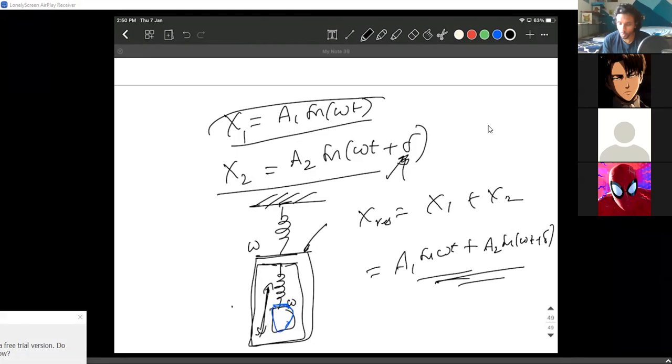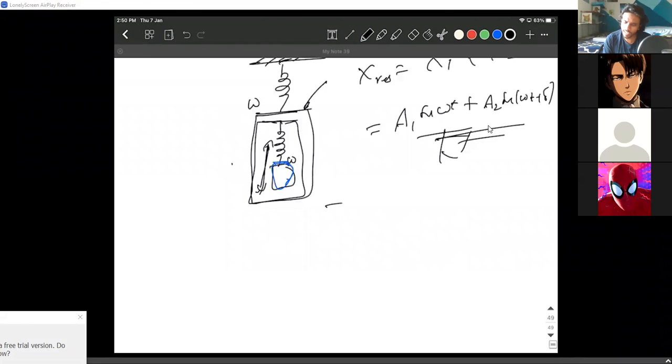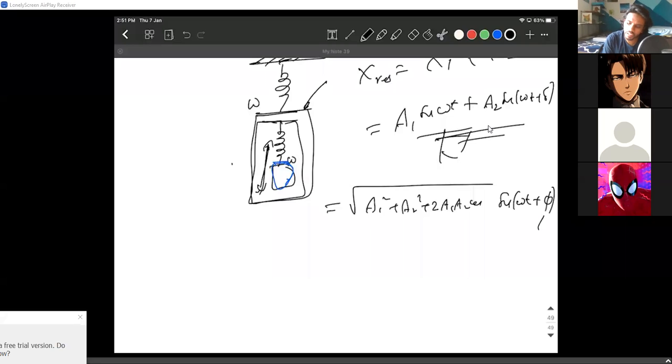If you have to solve it, they will arrive at an answer saying root over A1 square plus A2 square plus 2 A1 A2 cos delta, sine omega t plus some phi. They arrive at this, but we don't know how we got there. So to get the answer, I have another intuitive method. I'm not saying it is easy, but I would say this is intuitive. This is an interesting way to put it.